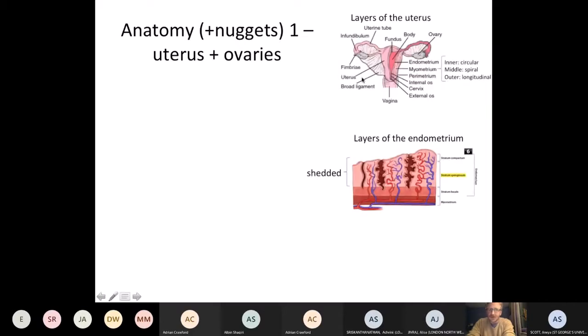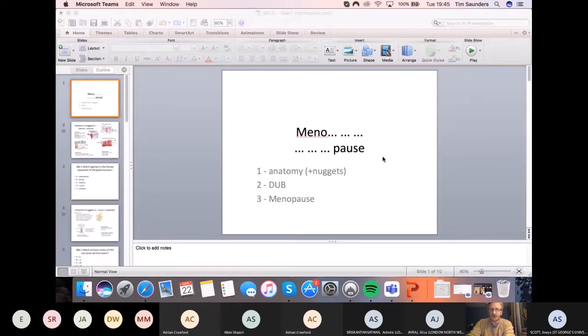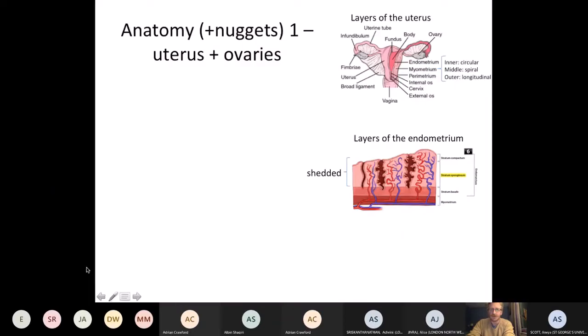First, the layers of the uterus, 3 layers: the perimetrium, the myometrium, and the endometrium. If you're getting very detailed, the muscle has 3 layers: the inner, the middle, and the outer. The layers of the endometrium are the basale, the spongiosum, and the compactum. The ones that are shed are the spongiosum and the compactum.